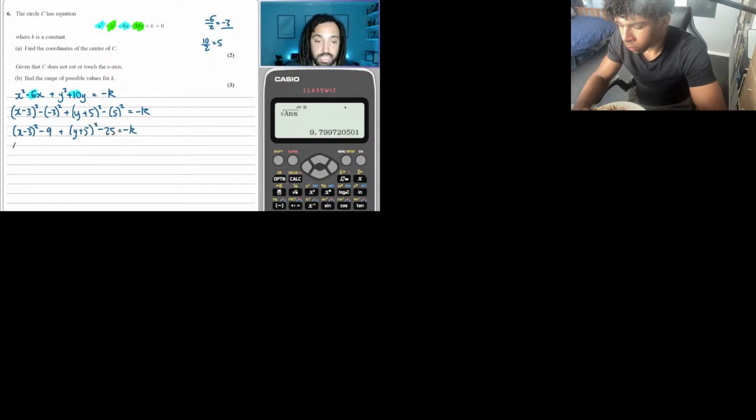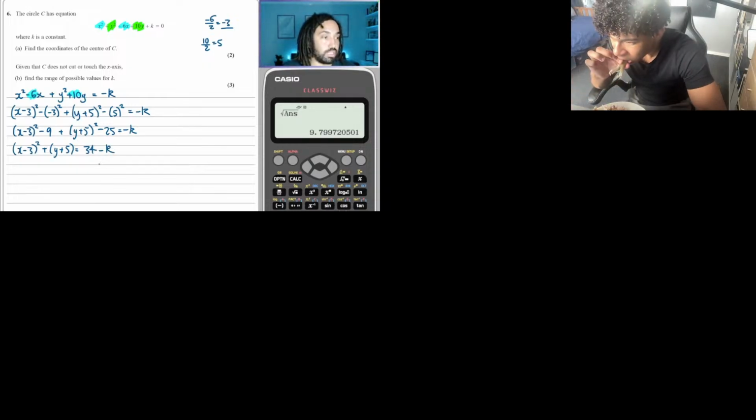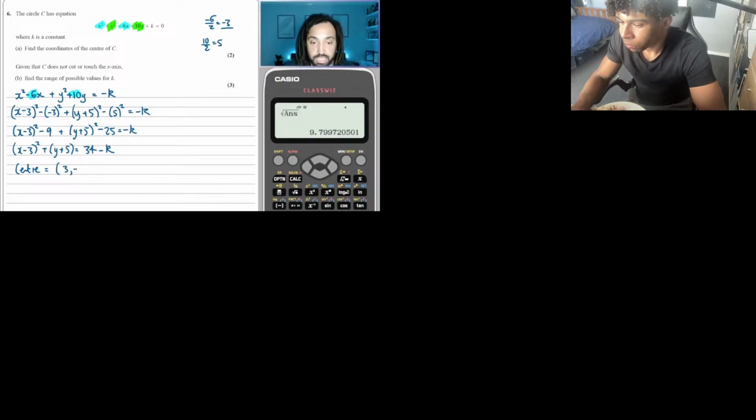And then we bring those constant terms over to this side. So minus 9 minus 25 is plus 34. That's what I add over, sorry. So we get this. Yep, that looks good. So what's the centre after all of that? Well, the centre is the x value that solves this bracket, that makes that bracket 0, so it's 3, and the y value that solves this bracket, which is minus 5.